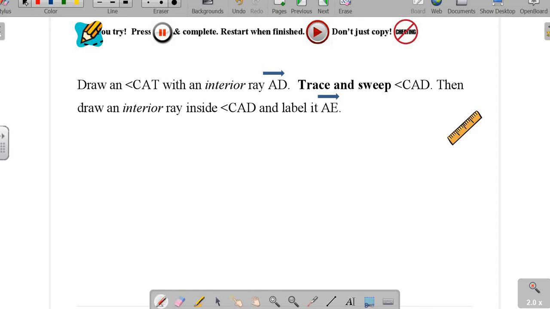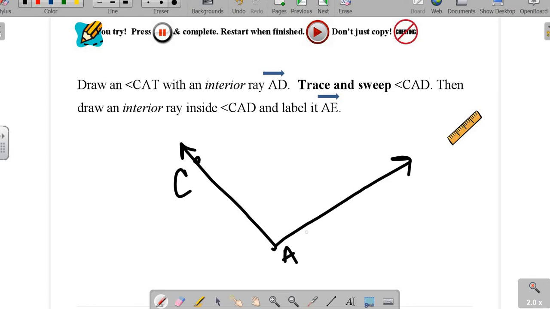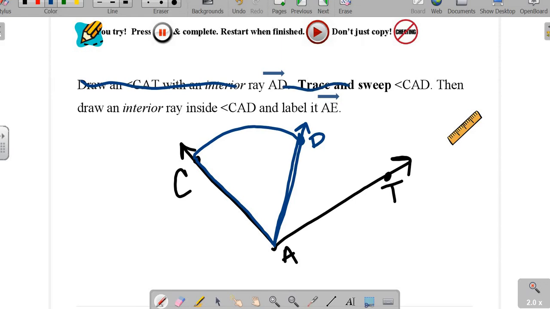Okay, welcome back. Take a look here. So you start with an angle CAT. It doesn't matter. It didn't say whether it's obtuse or acute. And an interior ray AD, which means it's inside. I don't recommend you put it in the middle unless it specifically says it's a bisector. Trace and sweep CAD. You should have traced and swept CAD. Then draw an interior ray to CAD and label it AE. So somewhere here, AE. It didn't say trace and sweep.